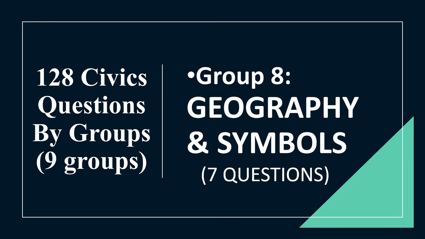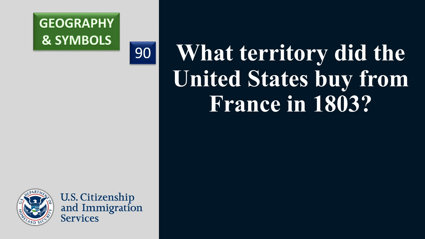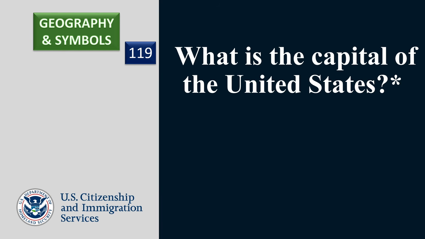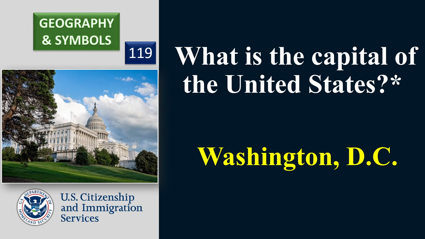Group 8. Geography and Symbols. What territory did the United States buy from France in 1803? Louisiana. What is the capital of the United States? Washington, D.C.